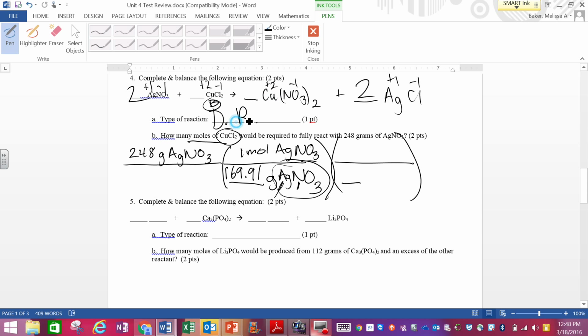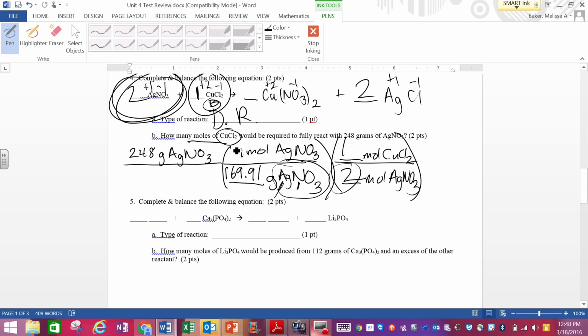For every blank moles of AgNO3, how many moles of CuCl2 are even needed? Let's go back to our balanced equation. For every 2 moles of AgNO3, you need only 1 mole of copper chloride. So if you think about what's happening here, you could do 248 divided by 169 and stop there. I can't do that in my head, but it's over 1. Let's say 1.5 or something. You only need half that many moles of the other reactant.